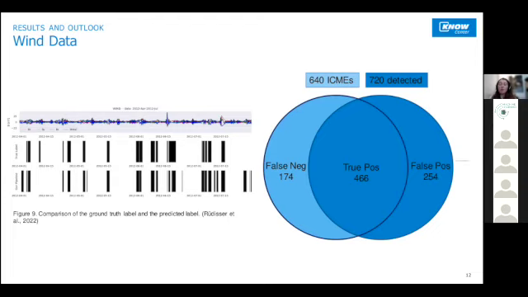And then we also have the false positives. We had 254 false positives, meaning events that were detected by our pipeline, but were not in fact ICMEs listed in the catalog.